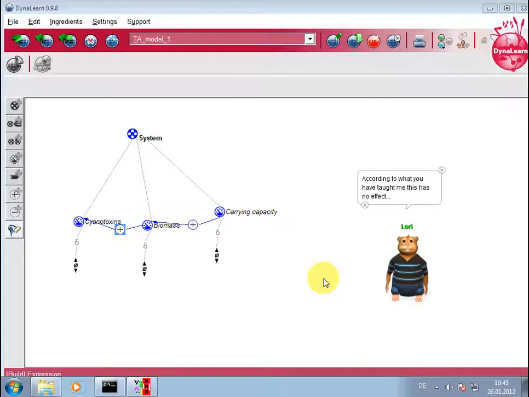According to what you have taught me, this has no effect. Right, no effect because there's no direct relation. See why? So explain it. As far as I know, there is no relation from cyanotoxins to carrying capacity. Yes, this is also correct. So this is the reason why he gave this answer.